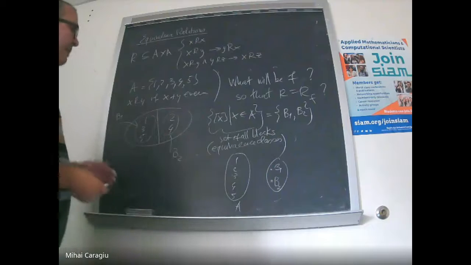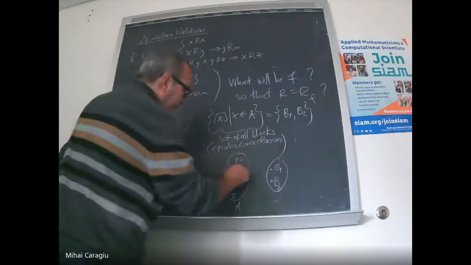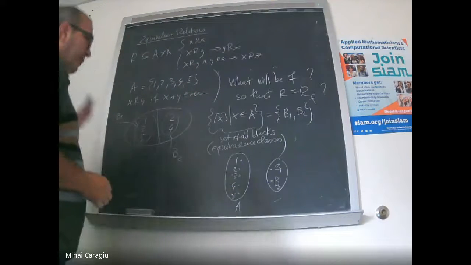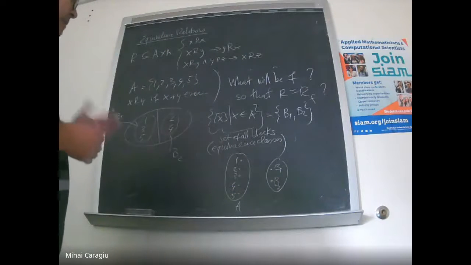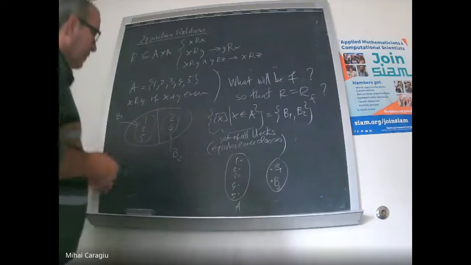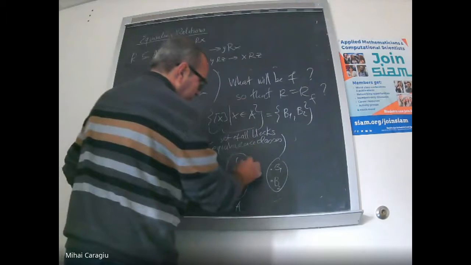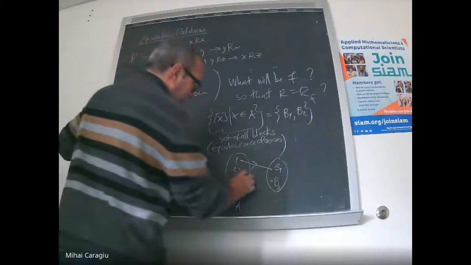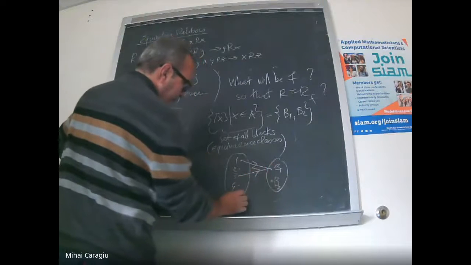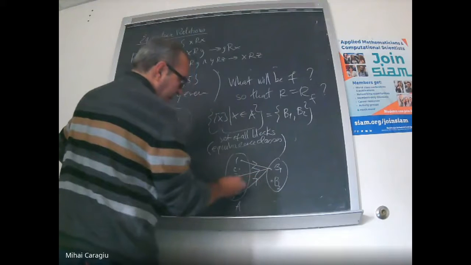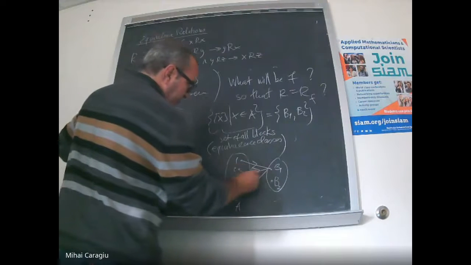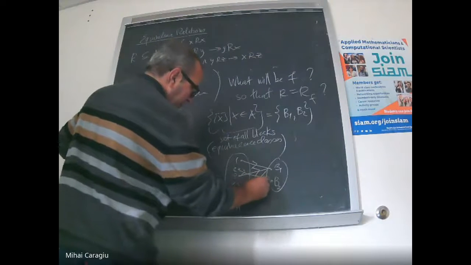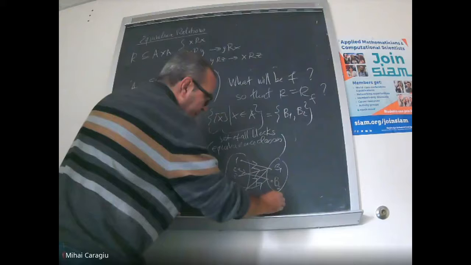Now, for every element among 1, 2, 3, 4, 5, the function takes that element to the block in which it belongs. So 1 belongs to block 1. 3 belongs to block 1. 5 belongs to block 1. 2 belongs to block 2. And 4 belongs to block 2. So that's the function from A to B.